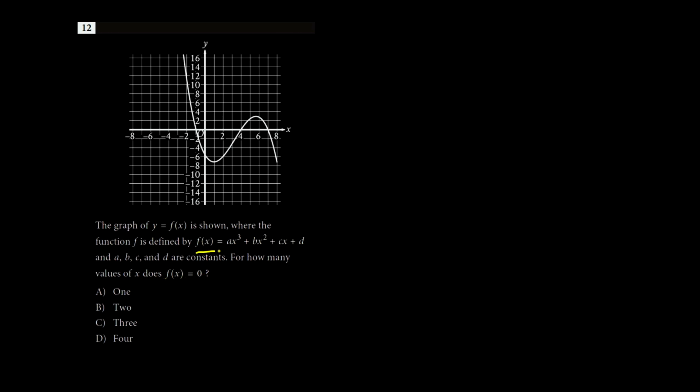So really, this is unnecessary information. Some people call it a disclaimer, just extra stuff that we know is going to be true. We can just focus on this. How many values of x does f of x equal 0? That just means y equals 0. So we just draw a line at y equals 0, which is the x-axis, and see how many times it crosses. 1, 2, 3. 3 times. That's it. Our answer is choice C.